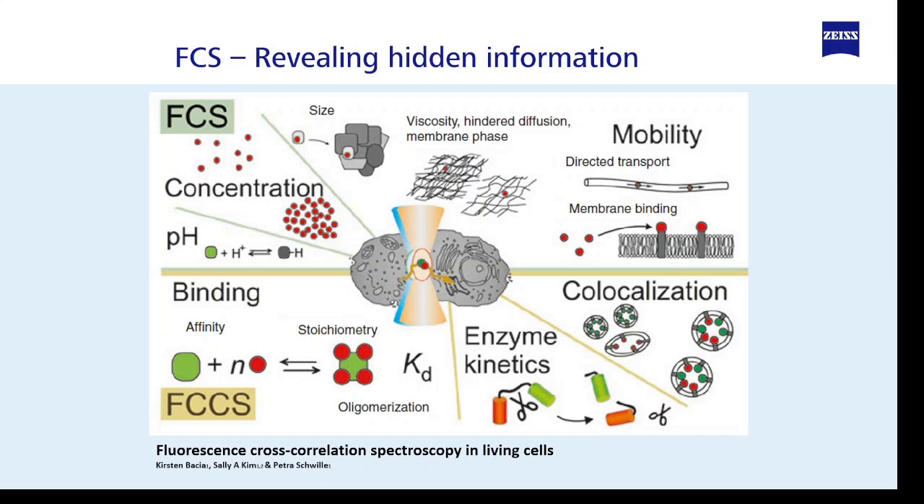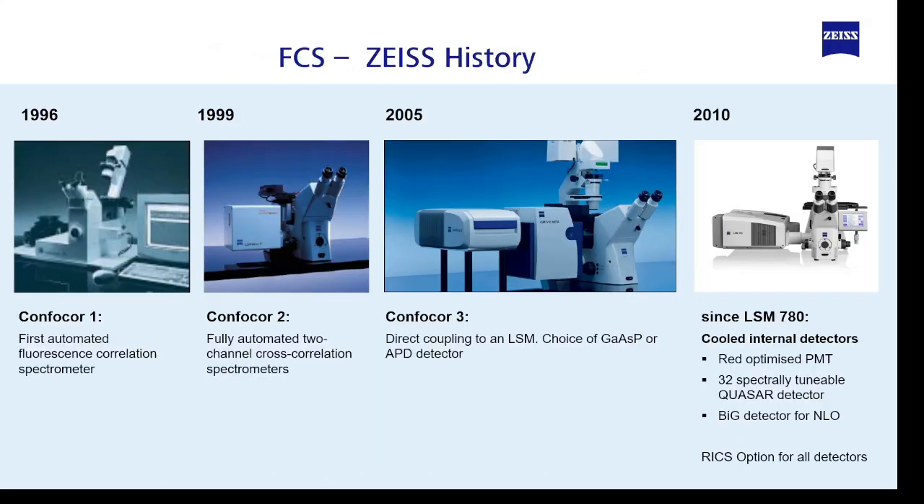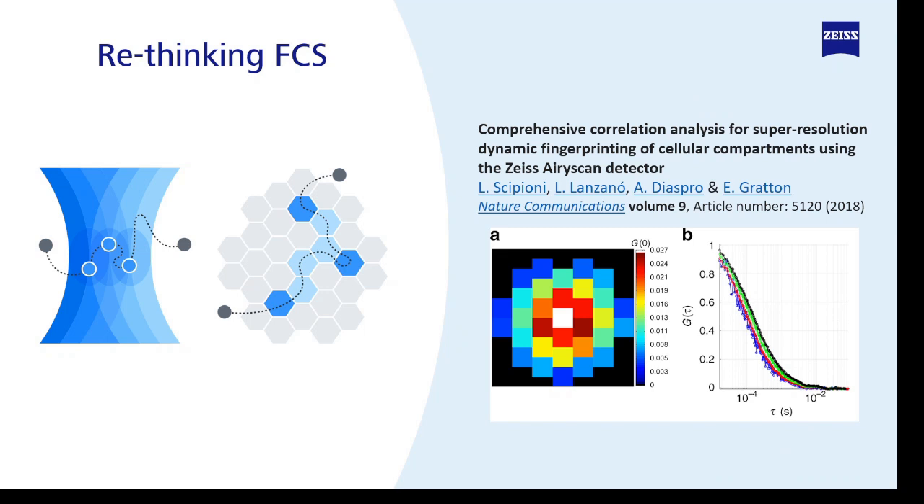So Zeiss started to adapt the FCS technology from 1996, from the Confocor to 780 to 880 to 980. Especially in the year 2018, the new technology of using spatial information of the Airyscan detector in FCS technology was published. Zeiss started to rethink FCS.